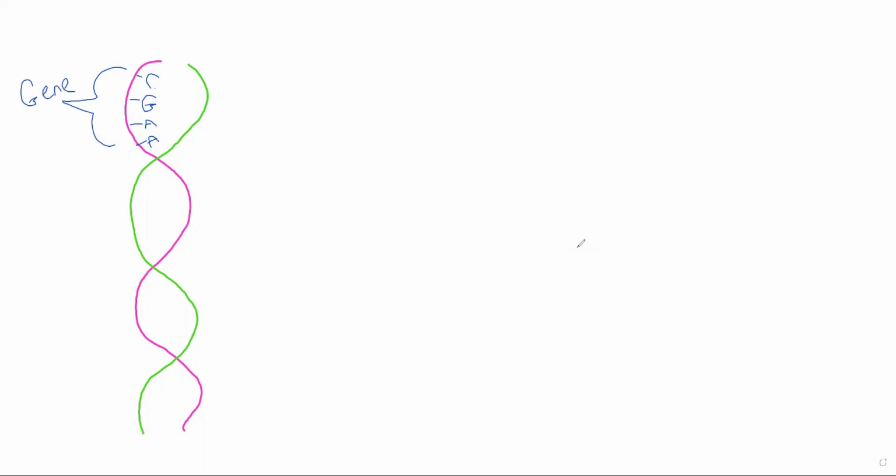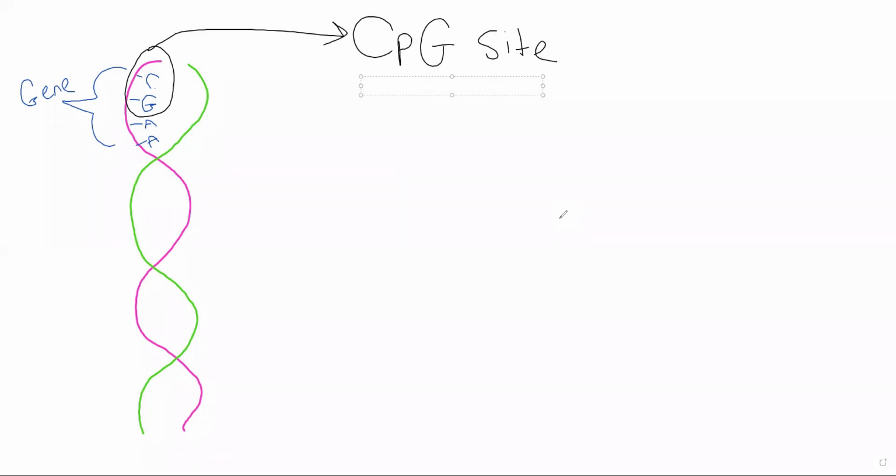And I'm really interested in 2 of these bases. It's when cytosine and guanine are next to each other on the same strand. This is called a CpG site. And the C stands for cytosine. The P stands for phosphodiester bond. And the G stands for guanine. Oh, I've typed phosphodiester bong. Well, we don't want to do one of those. That sounds pretty dangerous. So yeah, cytosine, phosphodiester bond, and guanine.